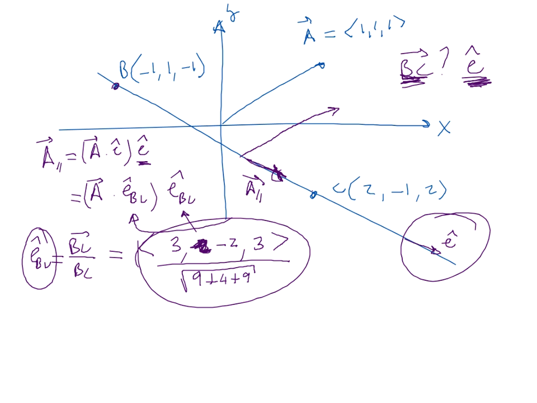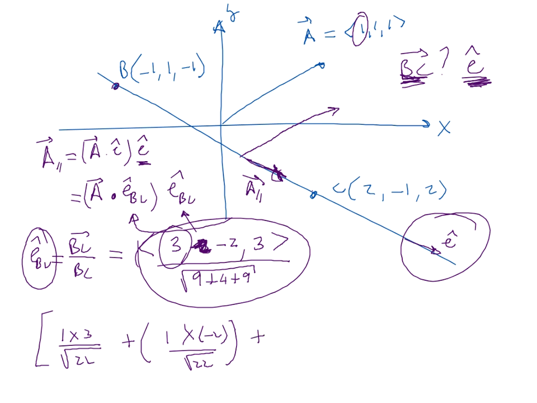So now it's a piece of cake. As we take the dot product, it's going to be this times the x component. 1 times 3 divided by, what is that, 18 plus 22, plus 1 times negative 2 divided by square root of 22 again, plus 1 times 3 divided by 22. That's the dot product. And we're going to multiply this by the unit vector again.